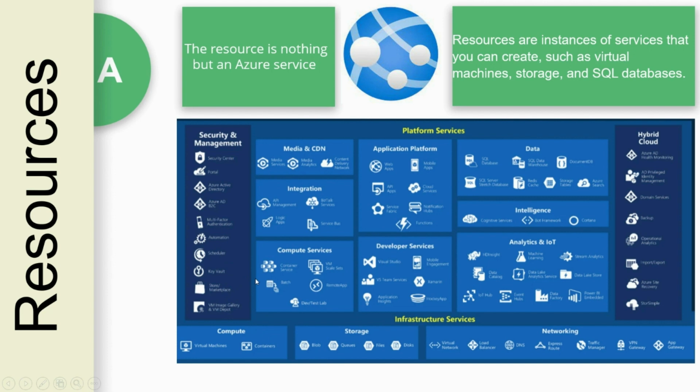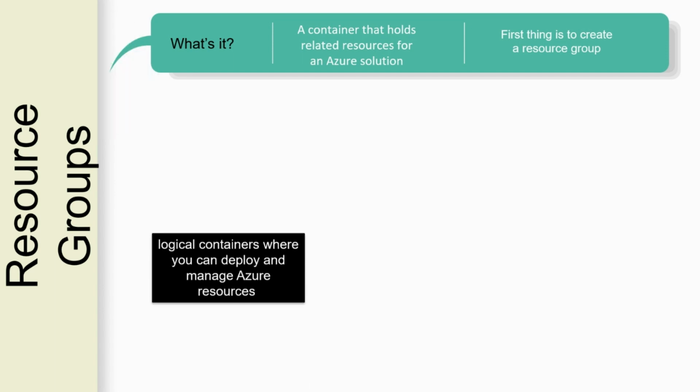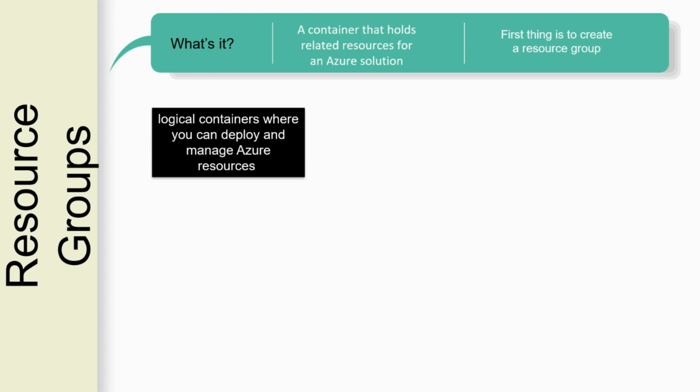So, when you are creating an instance of your service, you need to have a resource group with which your resource needs to be associated. So, it is better to understand what is a resource group. What is it? A resource group is nothing but a container that holds related resources for an Azure solution. The first thing you need to do while creating a resource is create a resource group first and then create the resource. And so a resource group is a container that holds related resources for an Azure solution.